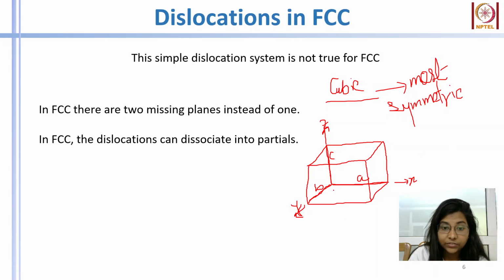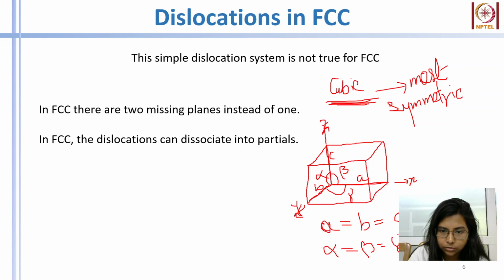So ABC, and we have the angles, right? How do we calculate the angle? Opposite to B, we have beta. Opposite to A, we have alpha. Opposite to C, we have gamma. In order for it to be cubic, it's necessary that A is equal to B is equal to C, and alpha is equal to beta is equal to gamma is equal to 90 degrees. So this is the requirement for the cubic system.